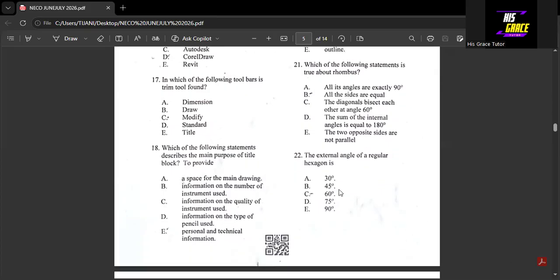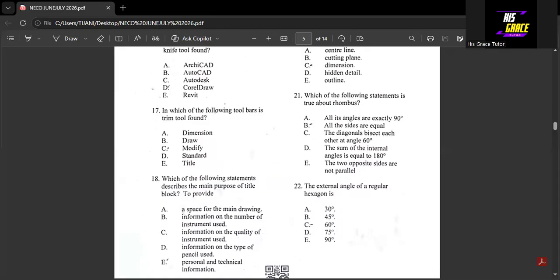Then going on to question 18, which says which of the following statements describes the main purpose of the title block? So the answer to this question is option E, to provide personal and technical information. So you that made the drawing, you have to put your names and whatever you need to put there about yourself. And then you also talk about the drawing that you made. So the answer to question 18 is option E, personal and technical information.